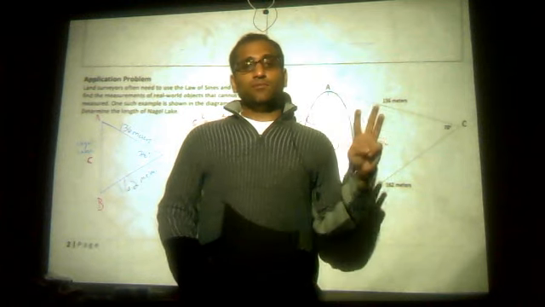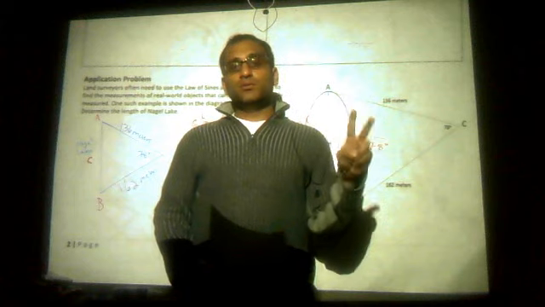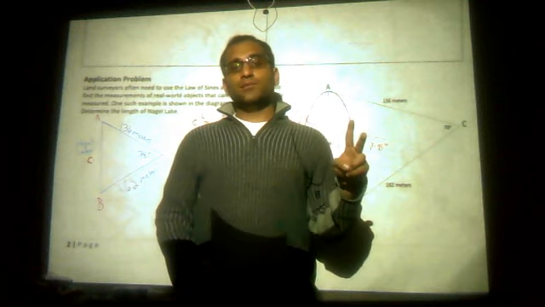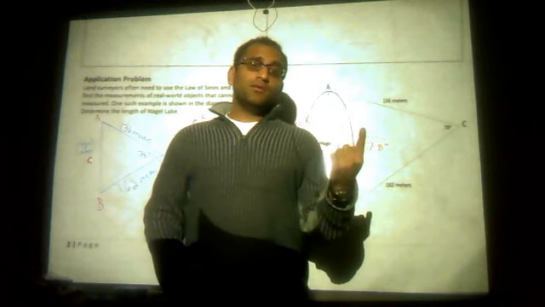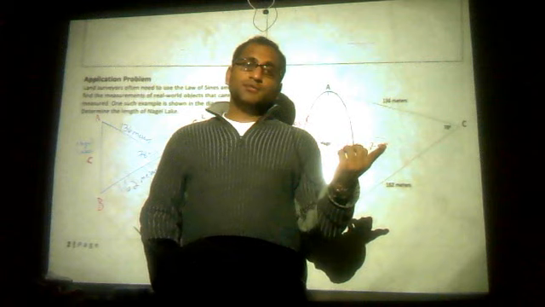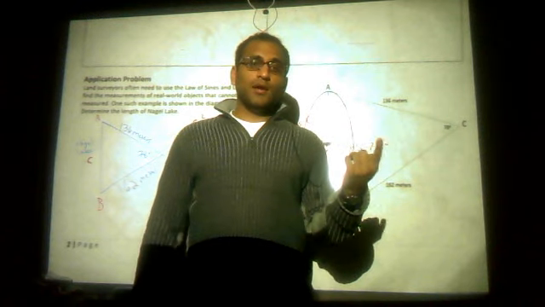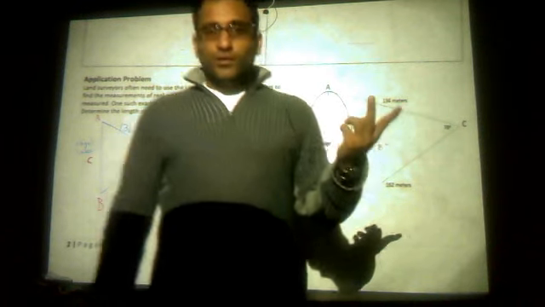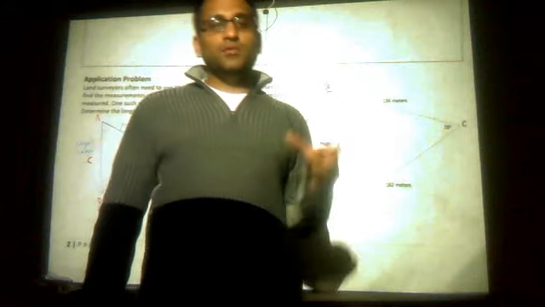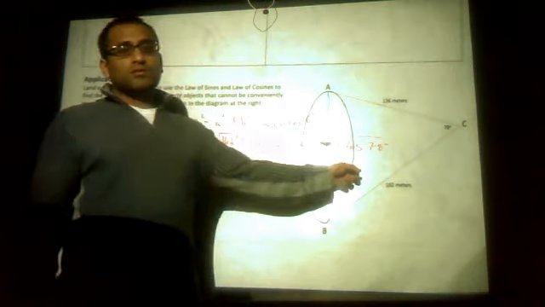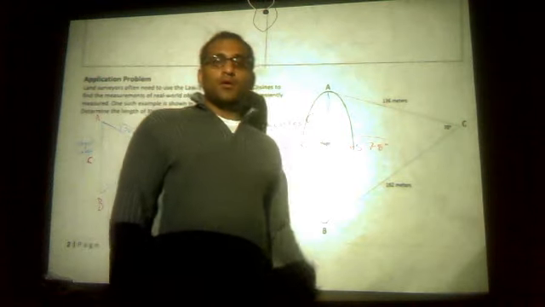Law of cosines: 3 formulas, 2 conditions in order to use it. You can use it whenever you have all 3 sides, or you can use it whenever you have 2 sides with the included angle, just like we did here. 2 sides with the included angle.